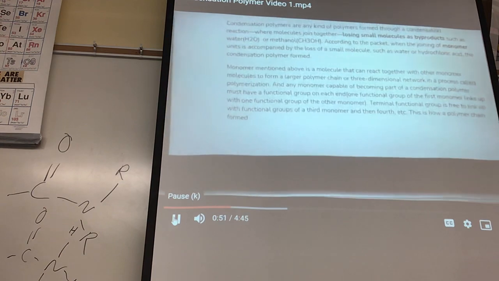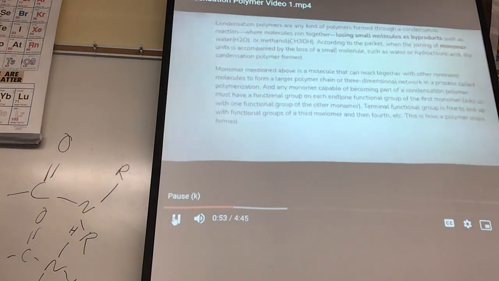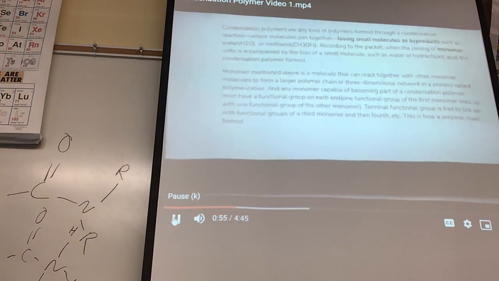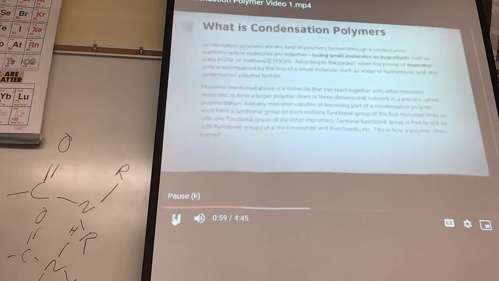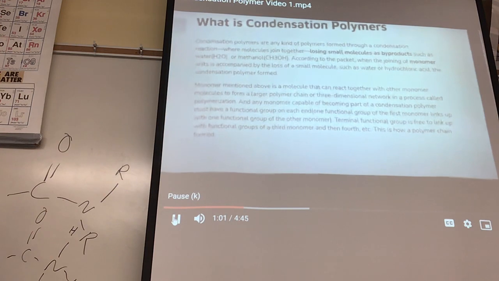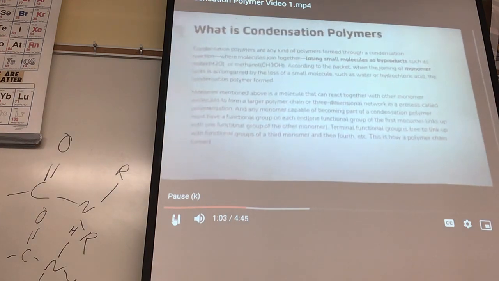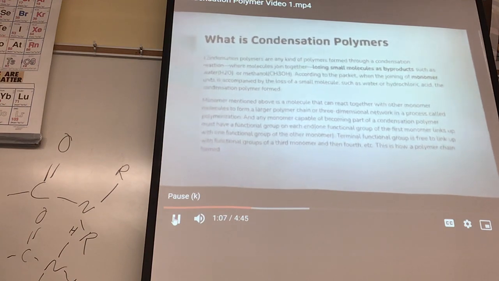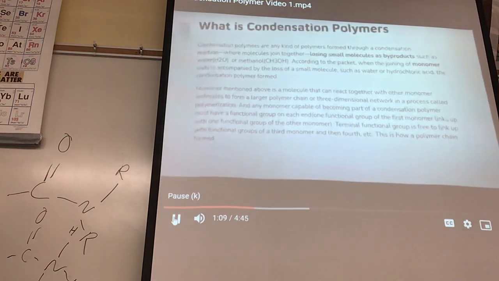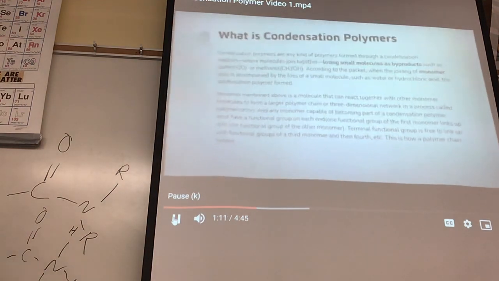And any monomer capable of becoming part of a condensation polymer must have a functional group on each end. One functional group of the first monomer links up with one functional group of the other monomer. Then the functional group is free to link up with functional groups of a third monomer and then a fourth, etc. This is how a polymer chain forms.